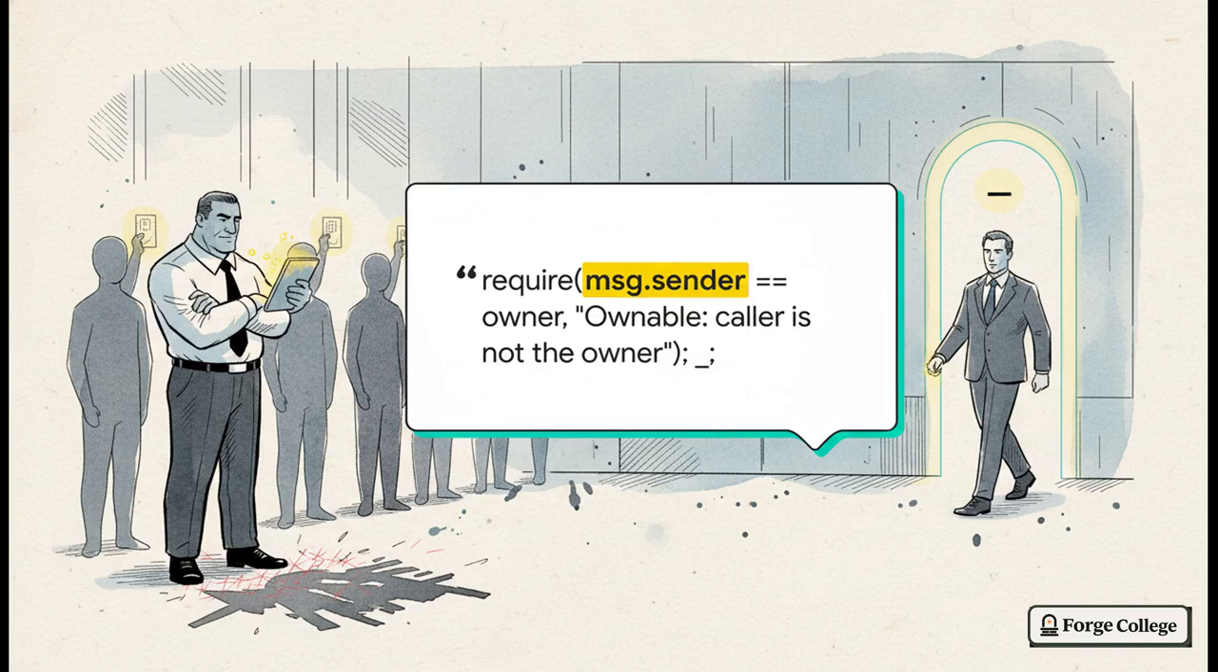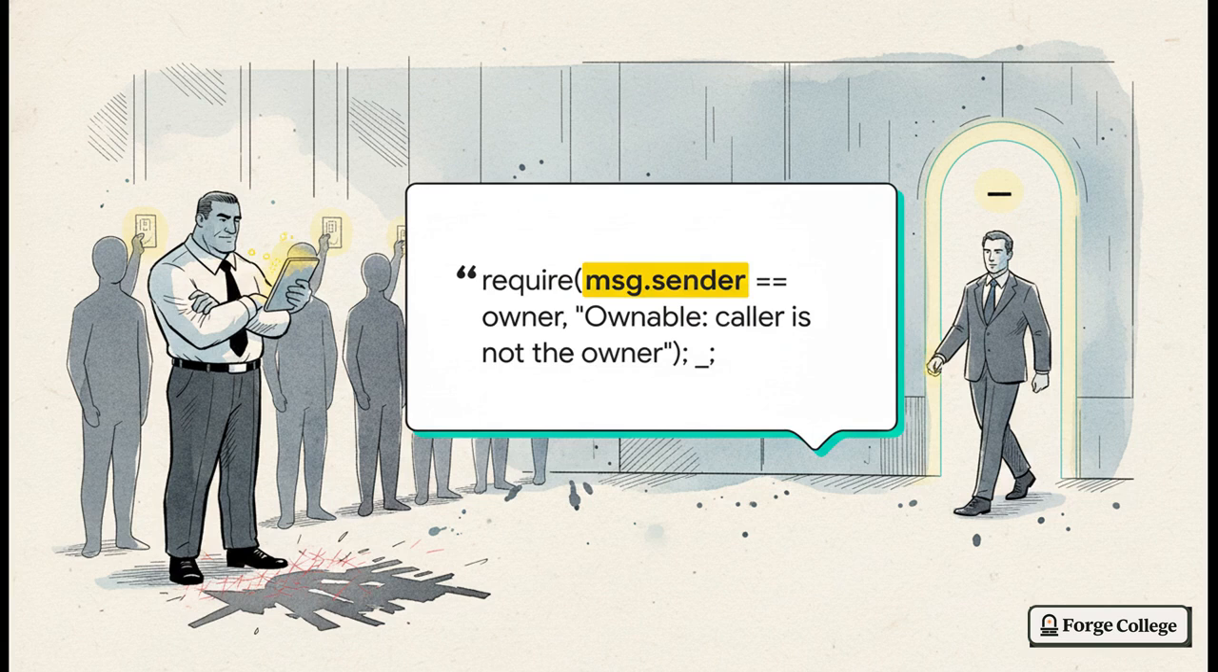The logic is beautifully straightforward. We use a require statement that says require msg.sender equals owner. The contract simply looks at the ID of the person calling the function and checks it against the one name on our VIP list. If they don't match, boom, the transaction reverts immediately. It tosses the imposter right out onto the digital pavement with a really clear error message, Ownable: caller is not the owner.